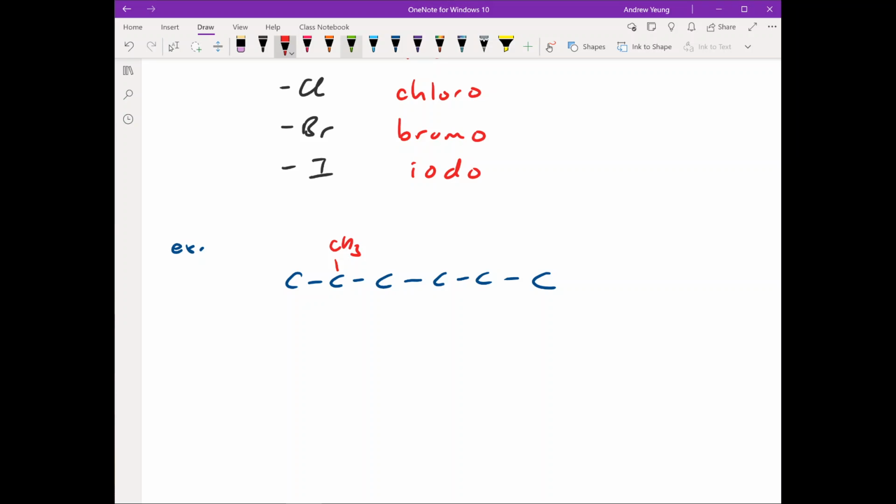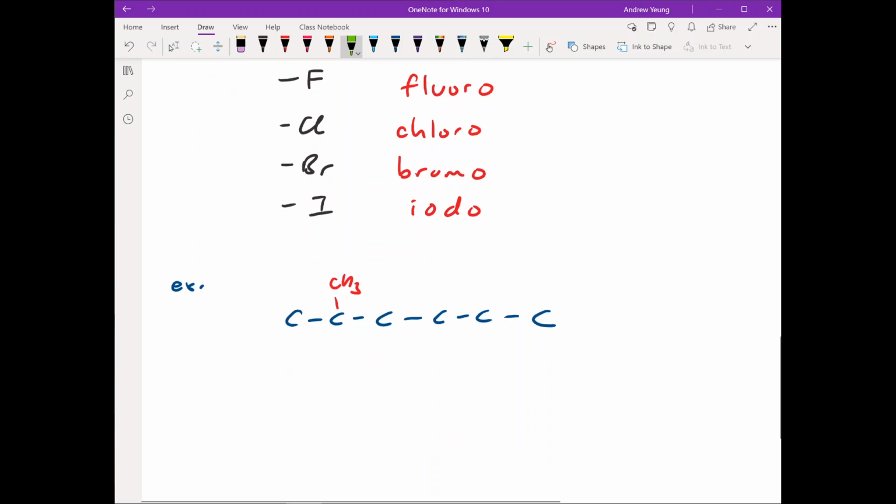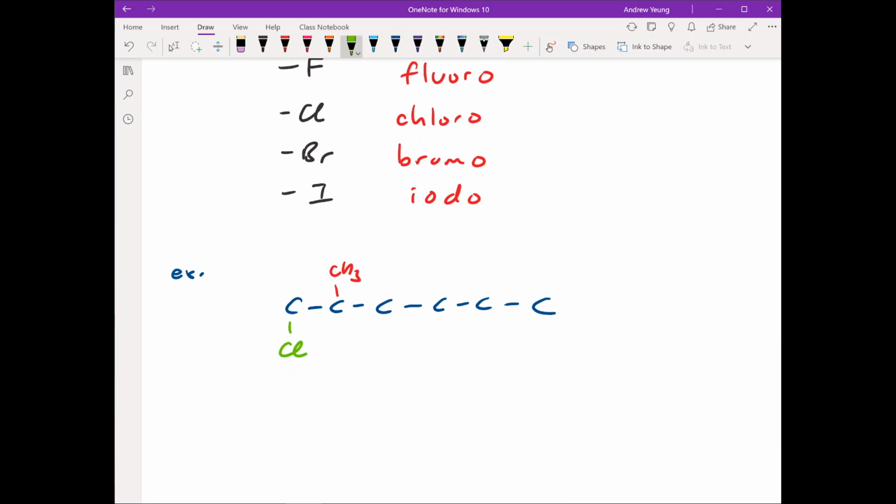We don't have the same restriction for these halogens though. So for example, if I have a halogen, let's say a chlorine, although the lettering here also looks like C something, chlorine is not carbon, so when I'm counting the parent, I would not count 1, 2, 3, 4, 5, 6, oh, there's a C, 7.